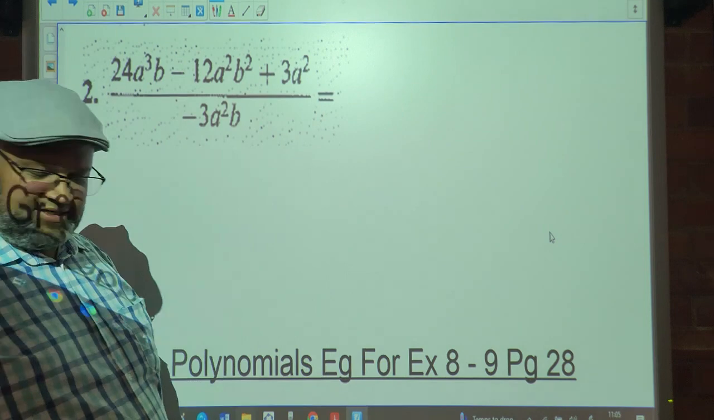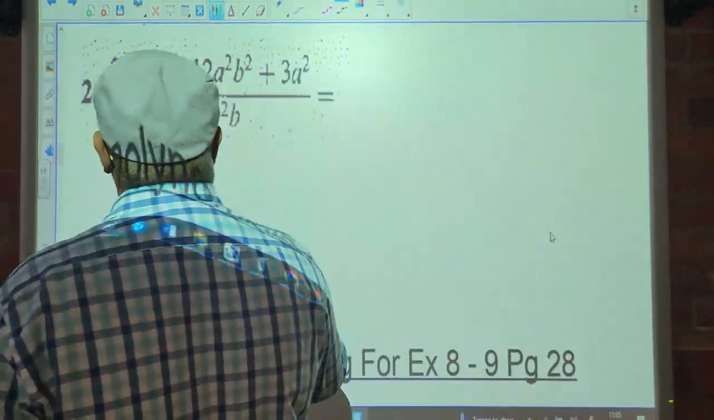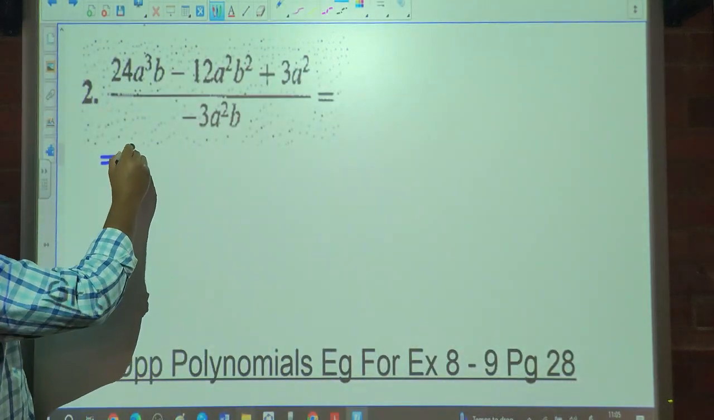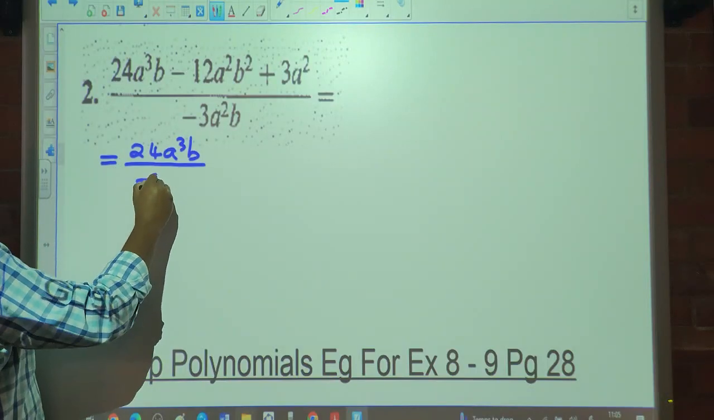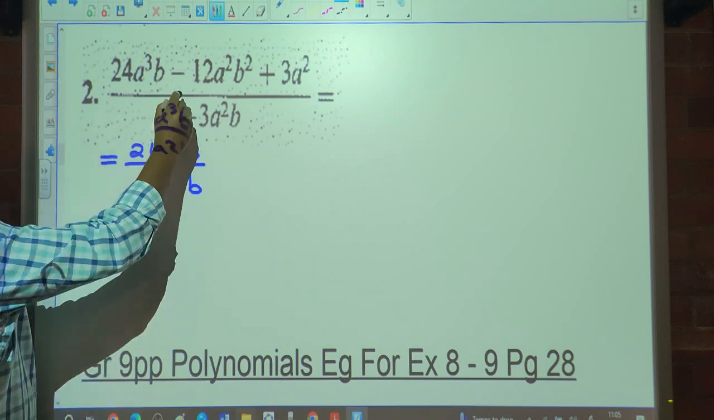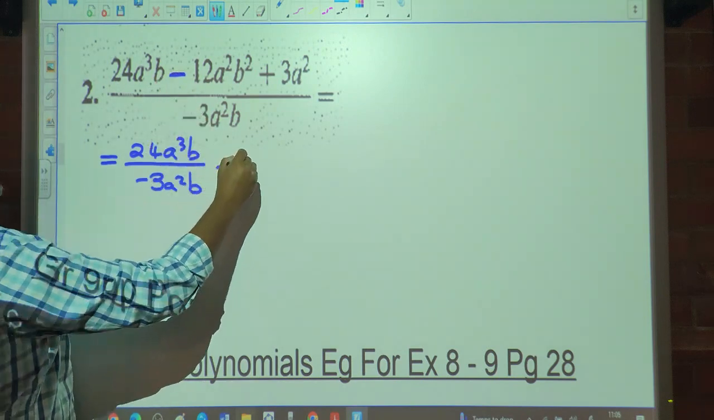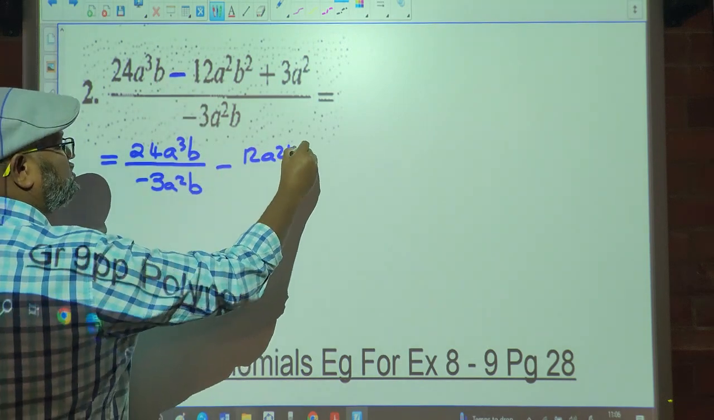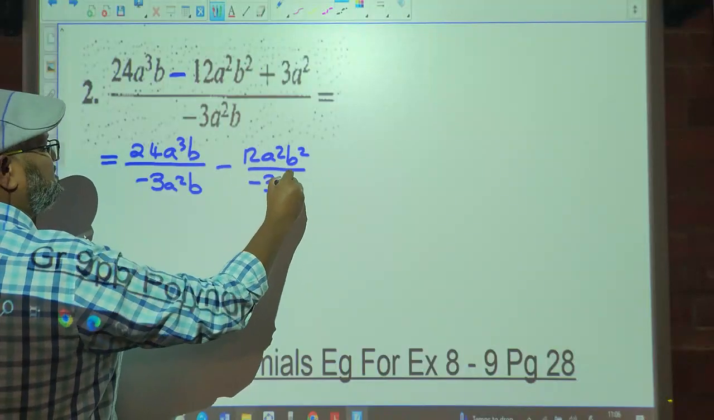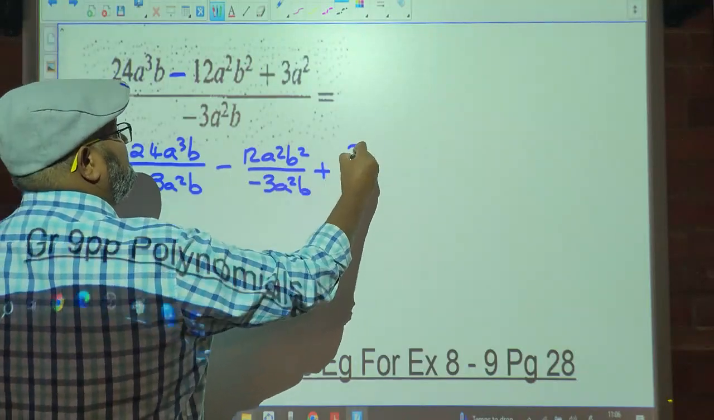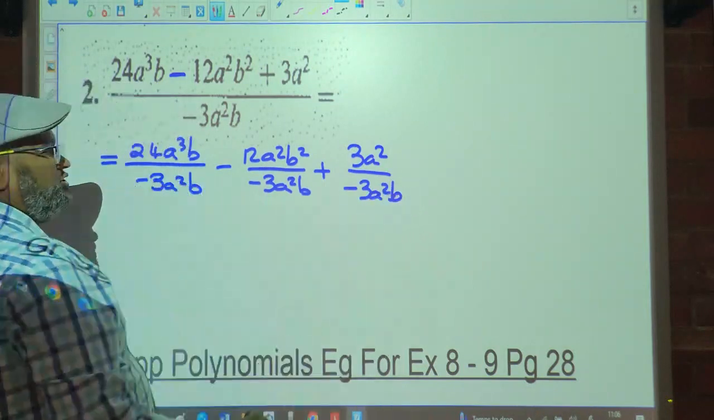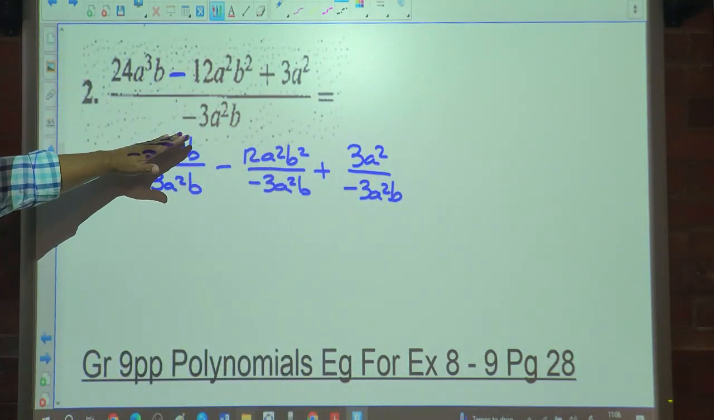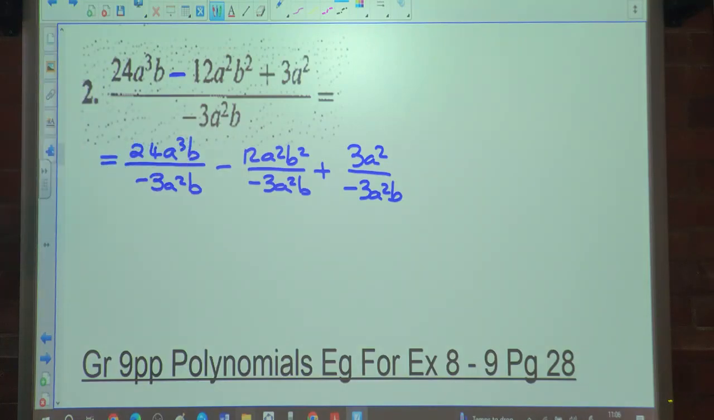Right, so what do we do first? We write each one on its own. So it's 24a cubed b over negative 3a squared b, minus 12a squared b squared over negative 3a squared b, plus 3a squared over negative 3a squared b. Do I have to do this middle step? No, you don't need the middle.